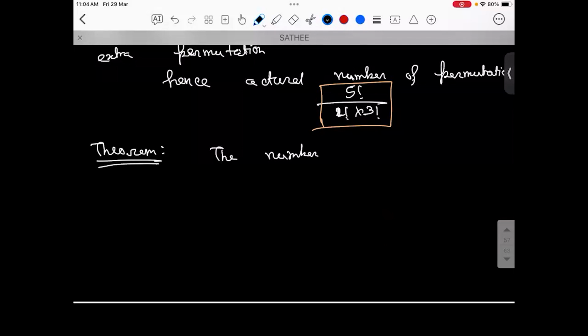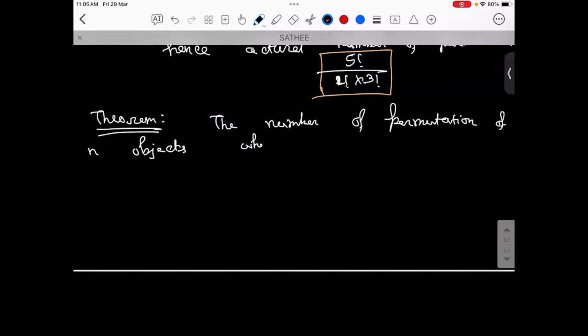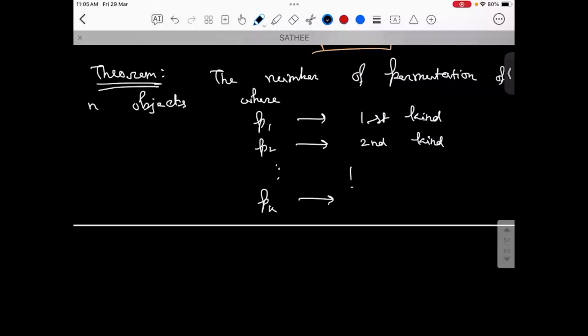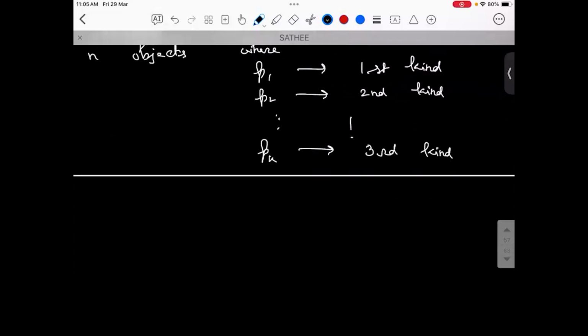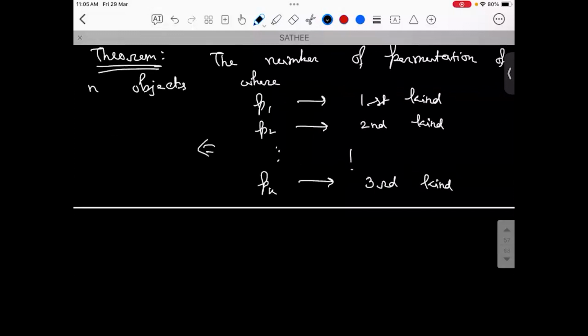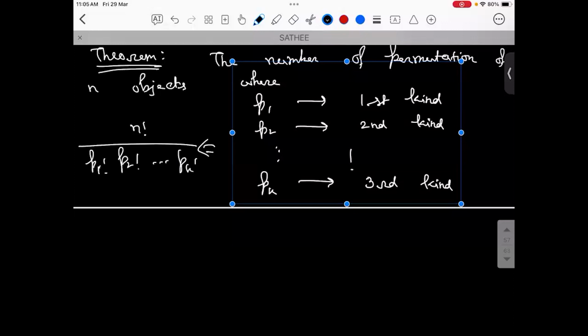The number of permutations of n objects, where p1 many objects are of the first kind, p2 many are of the second kind, and so on, ending at pk many of the kth kind, then the formula for the number of permutations will be n factorial divided by p1 factorial, p2 factorial, and so on up to pk factorial.